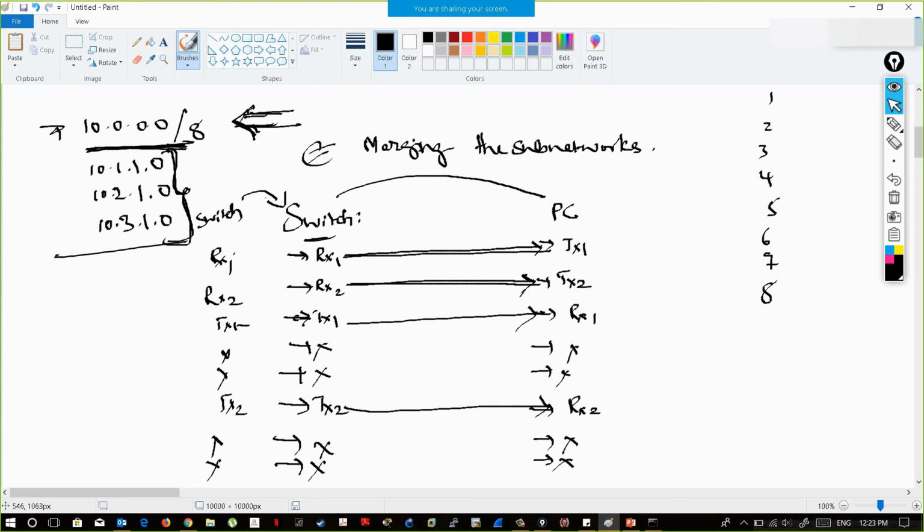So what happens in crossover is receiving one will be connected to transmission one, receiving two will be connected to transmission two, transmission one will be connected to receiving one, transmission two will be connected to receiving two. By this, the cable is not going straight. It is crossed over. That is why it is crossover, and the other is straight. And we have one other thing, rollover. That is very simple.